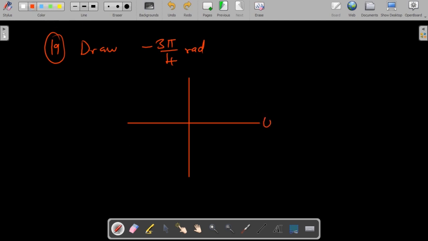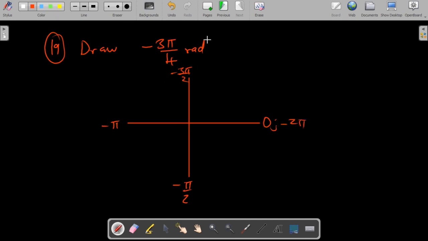Your starting point here, remember, is 0 degrees or 0 radians. In the positive direction, you'd have pi over 2, pi, 3 pi over 2, and then finally 2 pi. The same applies in the opposite direction. So this is minus pi over 2. This is minus pi. This is minus 3 pi over 2. And this would be minus 2 pi.